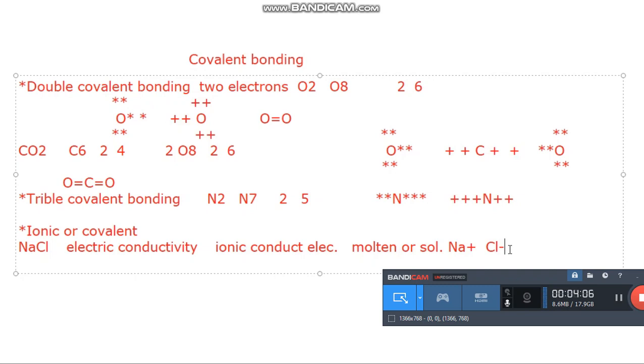So if you make a solution of sodium chloride and another solution of sugar, let's say we have a salt solution and also a sugar solution. Which one will conduct electricity and why?